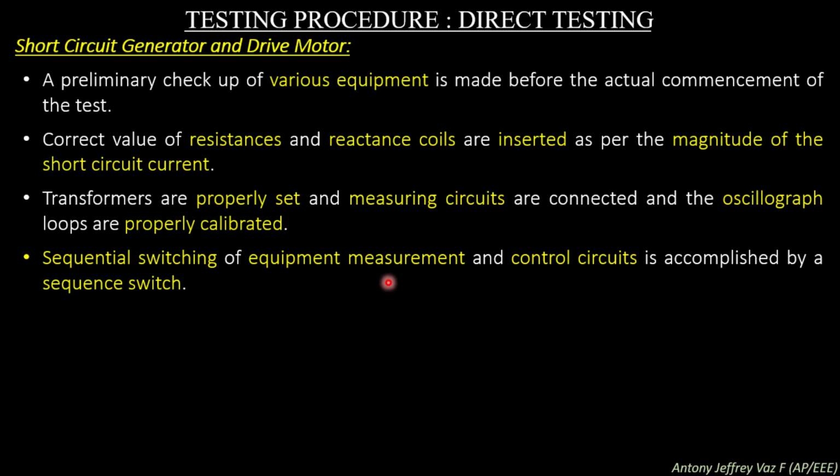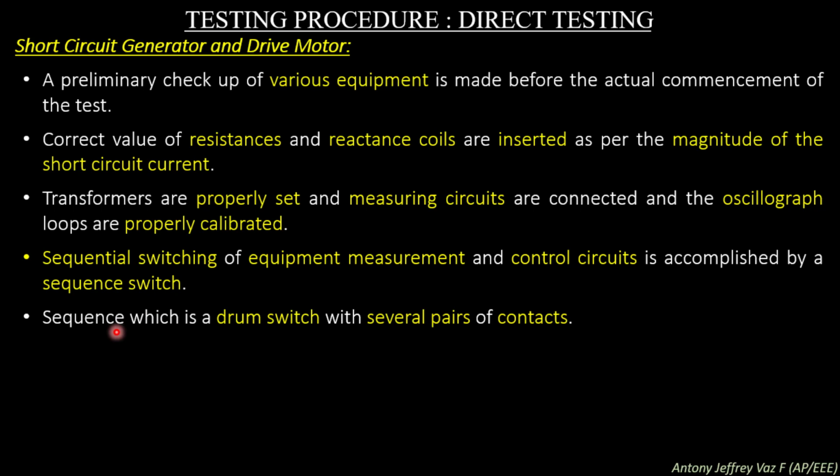Sequential switching of equipment, measurement and control circuits is accomplished by the sequence switch. So, a making switch is used to sequentially switch the equipment and the measurement devices as per the circuit test conditions. The sequence switch is a drum switch with several pairs of contacts.